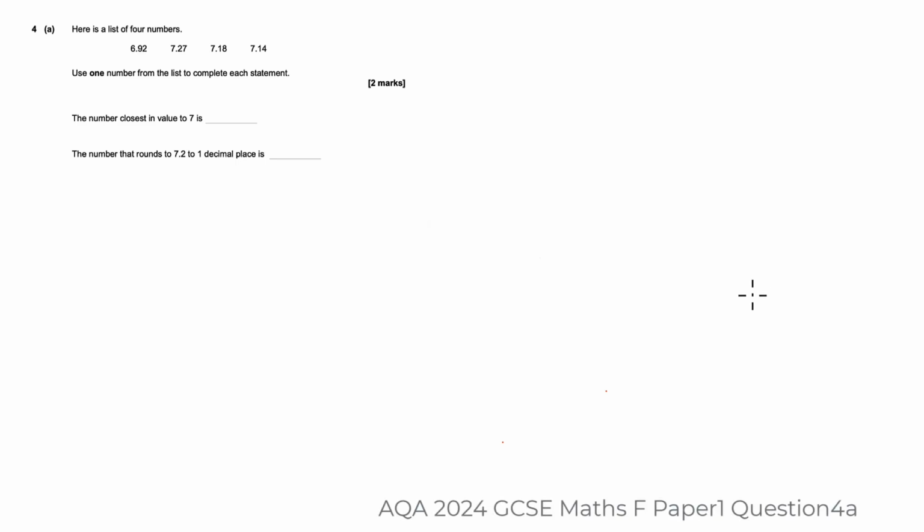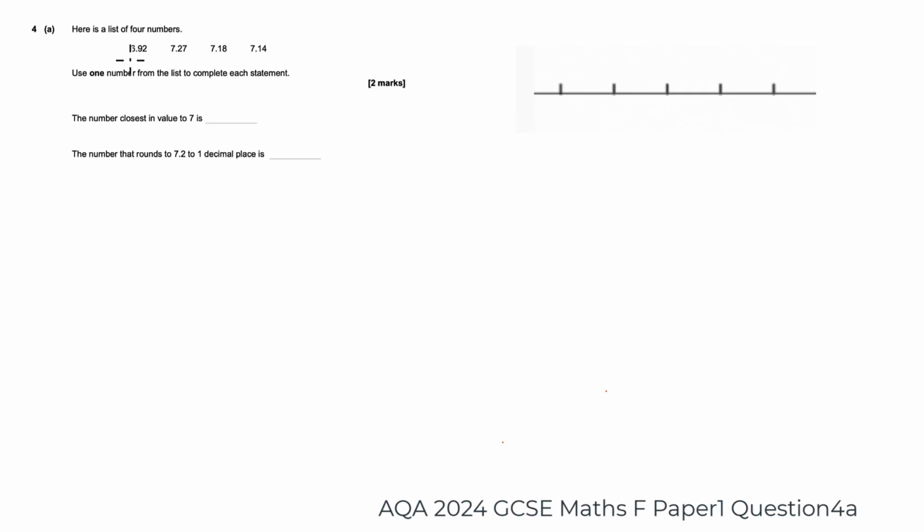So here's question 4, and in part A we're given a list of 4 numbers. Here they all are, and we have to use one of these numbers from the list to complete each of these statements. First one, number closest in value to 7. Well, let's look at these numbers and let's say they're in the hundreds. We'll forget about the decimal point just now.